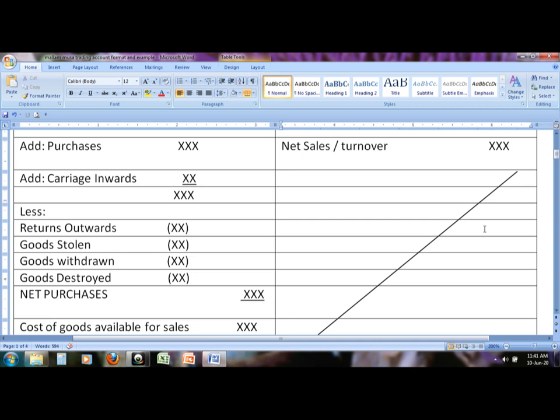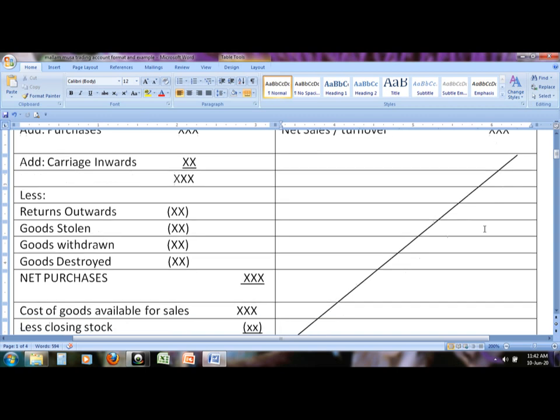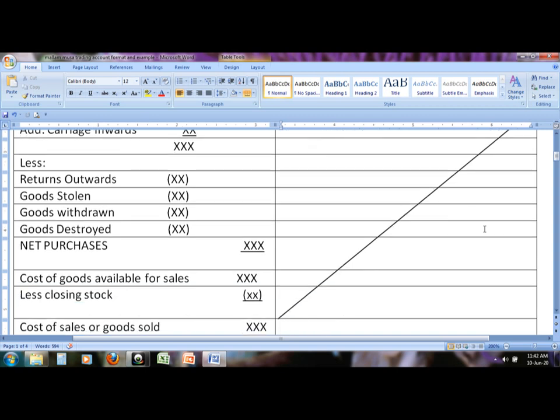After deducting return outward, goods stolen, goods withdrawn and goods destroyed from actual purchases, you get your net purchases. You now add that net purchases to the opening stock. After adding the net purchases to the opening stock, you have the cost of goods available for sale, that is, the cost of goods that are ready for selling.